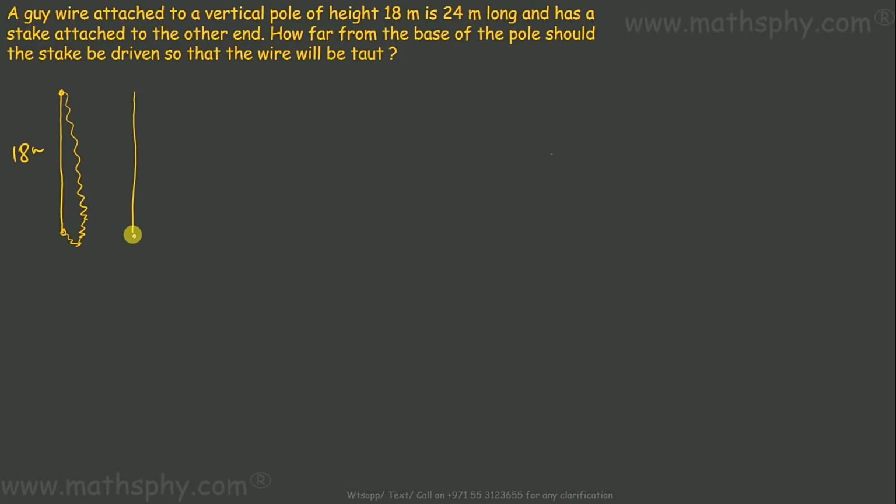This is the pole, and if this end of this wire is already attached, and if I drag this wire, it should be like this, completely stretched. I take it as A, B, C. This is 18 meters. This is 24 meters. I need to know how much is this. It means how much I need to drag this wire from this point till the end so that this is completely taut or stretched.